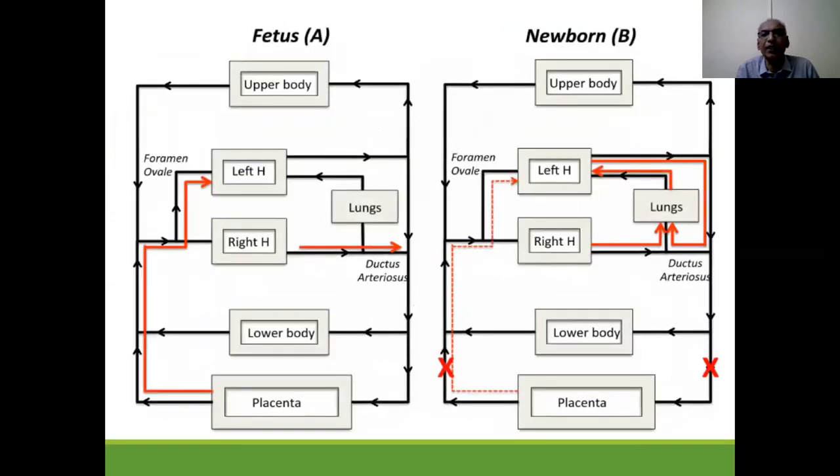This is a comparison of fetal and neonatal circulation. The total gross difference is the open foramen ovale, ductus arteriosus, and ductus venosus in fetal life, while in neonatal life they are closed.